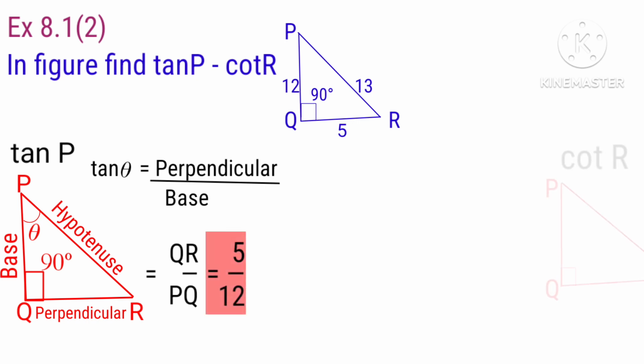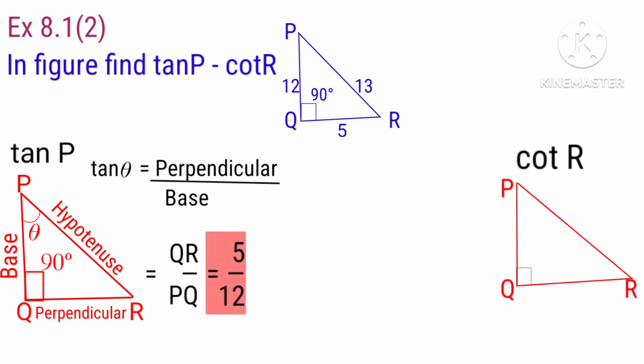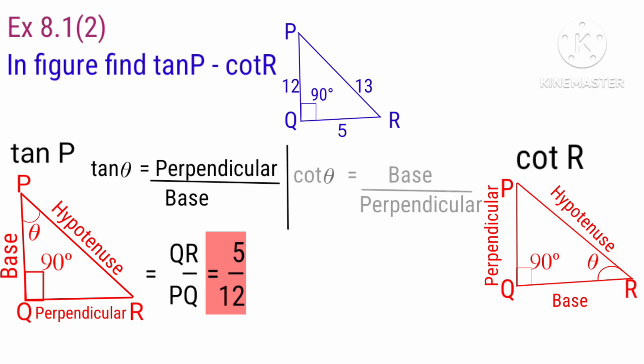Now we have to find the value of cot R. So in the theta place we have R. For R's angle we have to place theta. So opposite to theta is perpendicular, that is PQ is perpendicular. Opposite to 90 degrees is hypotenuse, and here 90 degree and theta will fall on a straight line, that is QR, and that is the base. And the cot formula is 1 by tan theta, that is equal to base divided by perpendicular, that is equal to QR divided by PQ. So we'll get 5 by 12.